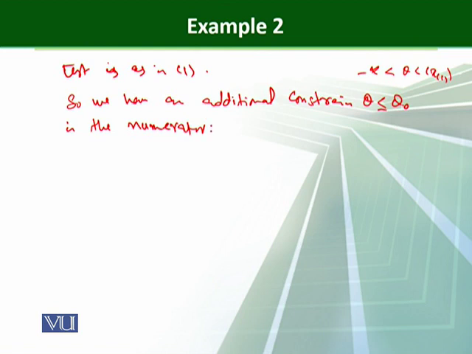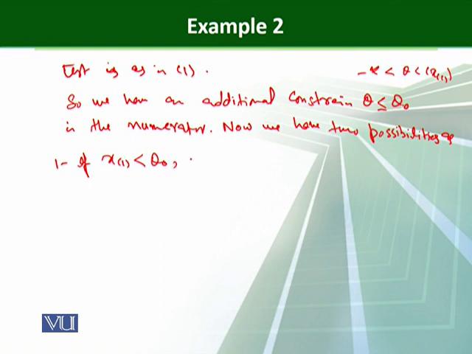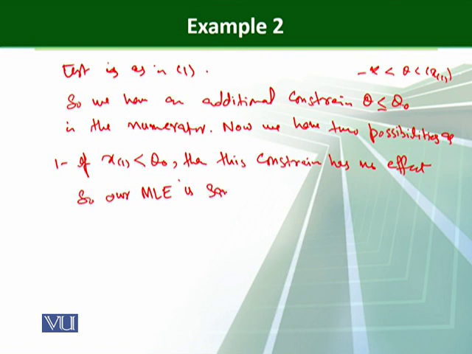So we have two possibilities now. Number one, if x of 1, that is the minimum observation, is less than theta naught, then in that case the likelihood function will be the same, and this constraint will have no effect on it. Then this constraint has no effect. So our MLE is the same as the restricted MLE.